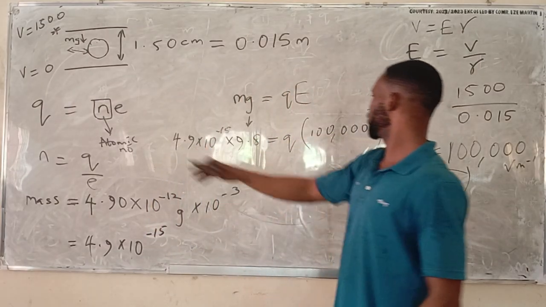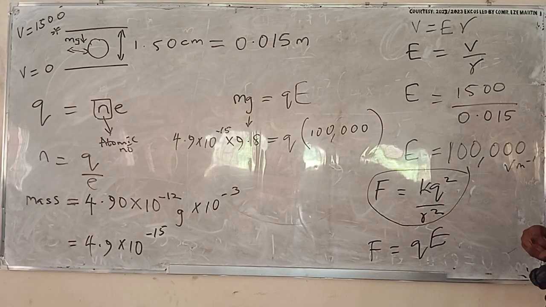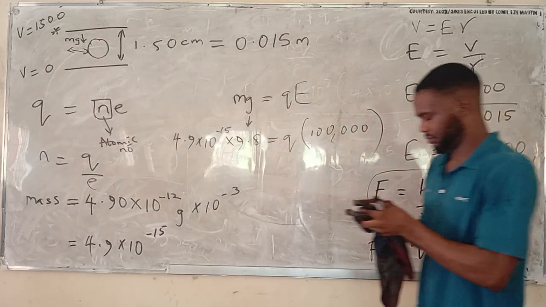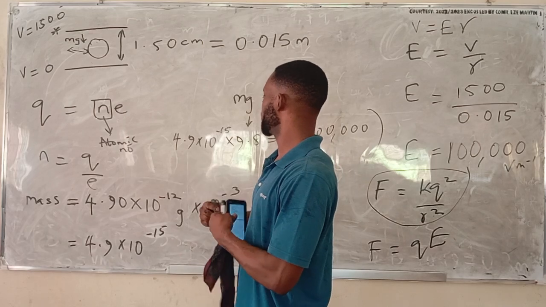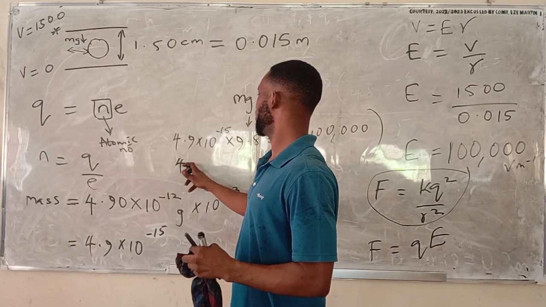Okay. Punch the two. What do you have? Punch the two. What do you have? 4.8. 4.8.